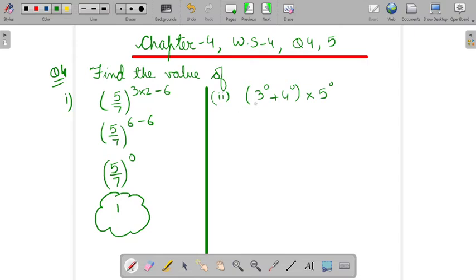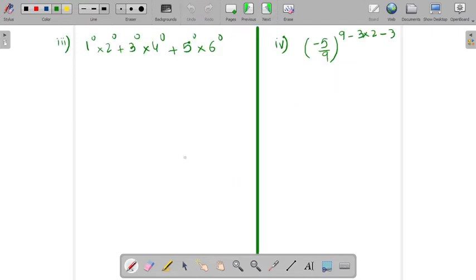Second part, 3 power 0 means 1 plus 4 power 0, 1, and 5 power 0 is 1. Now solve it. 1 plus 1, 2, multiply 1, so 2 is the answer. Third part, 1 power 0, 1, 2 power 0, 1. Similarly, 3 power 0, 1, 4 power 0, 1, 5 power 0, 1 and 6 power 0, 1.